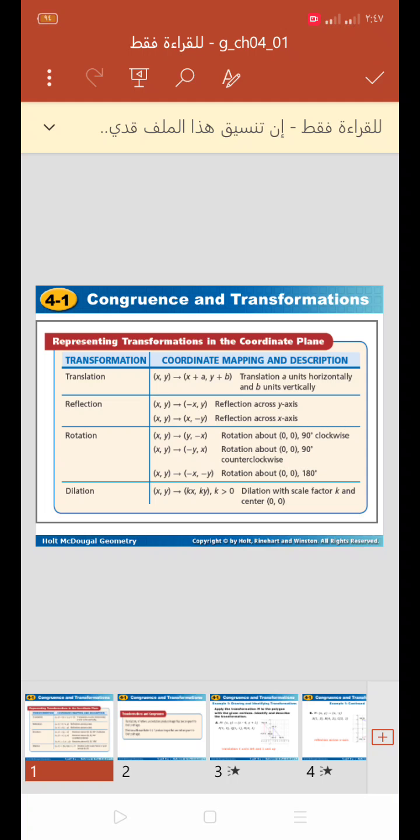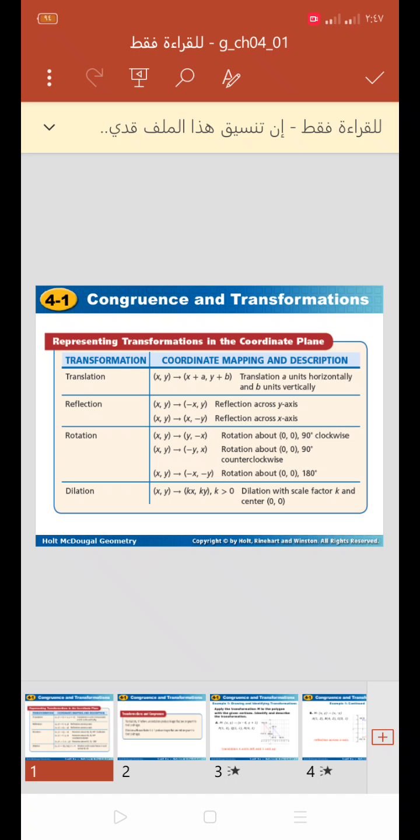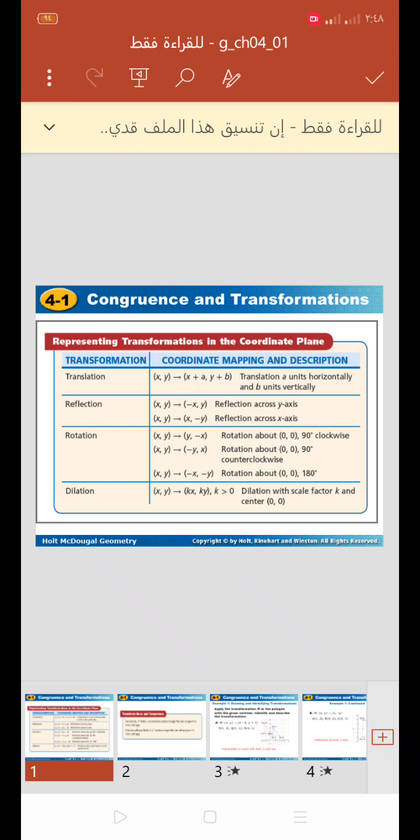Hi guys, today we will start with geometry, chapter 4 lesson 1. In this lesson we will make transformations for any shape. Transformation means that it will give us another shape, or a congruent shape. Transformation has cases: translation, reflection, rotation, or dilation.